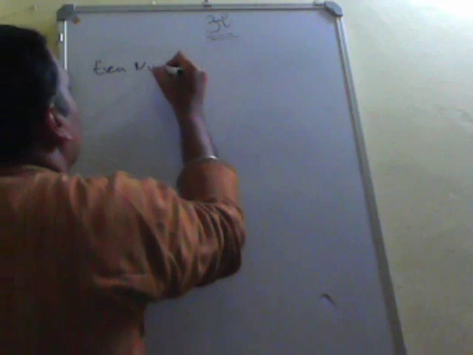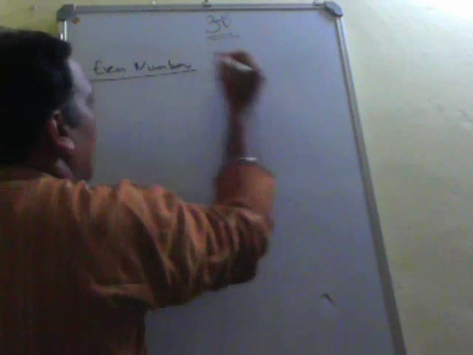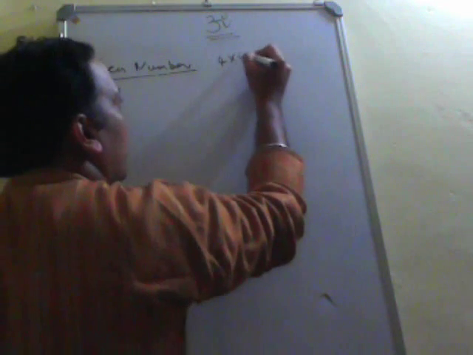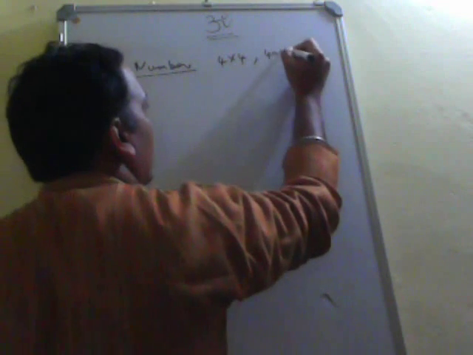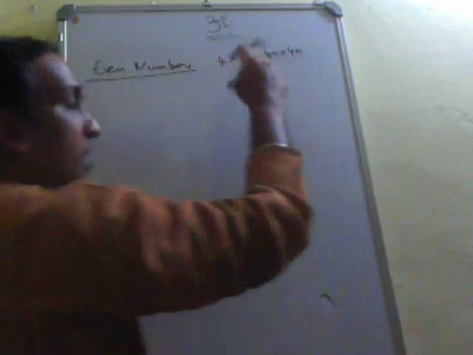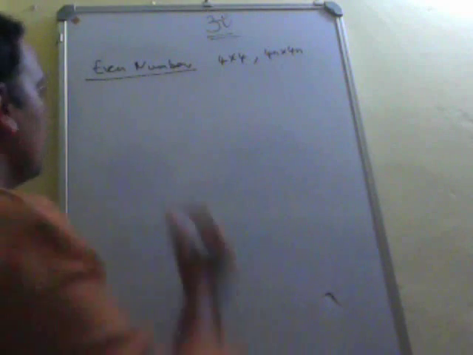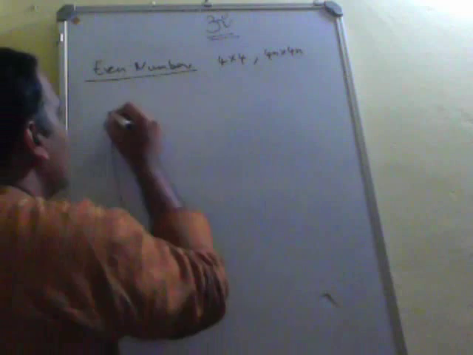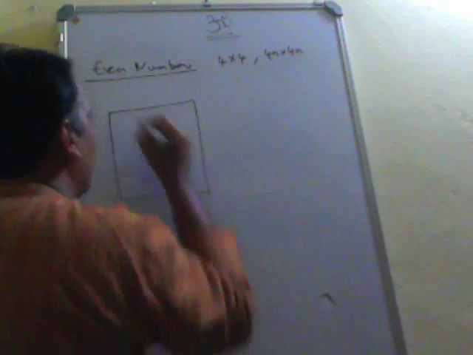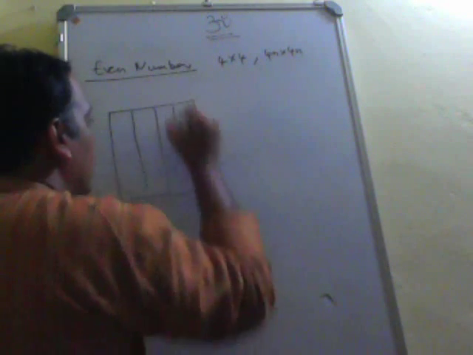Even number. Even number is always either 4 by 4 or 4n by 4n, which means 8 by 8, 12 by 12, 16 by 16, like that. Okay. So here let us take one 4 by 4. This is in fact, for many people, easier than 3 by 3.